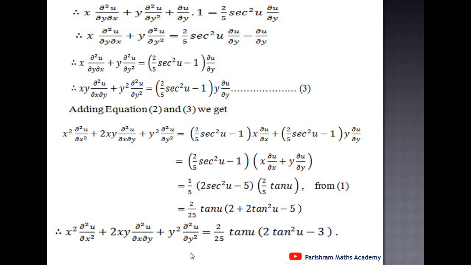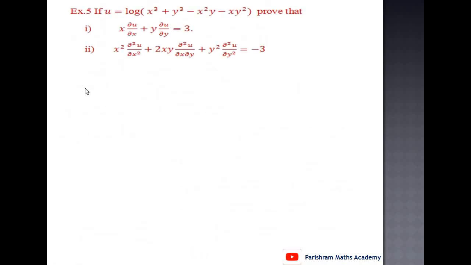Okay. Next example. If u = log(x³ + y³ − x²y − xy²), then prove that first, x ∂u/∂x + y ∂u/∂y = 3. Second, x² ∂²u/∂x² + 2xy ∂²u/∂x∂y + y² ∂²u/∂y² = −3.